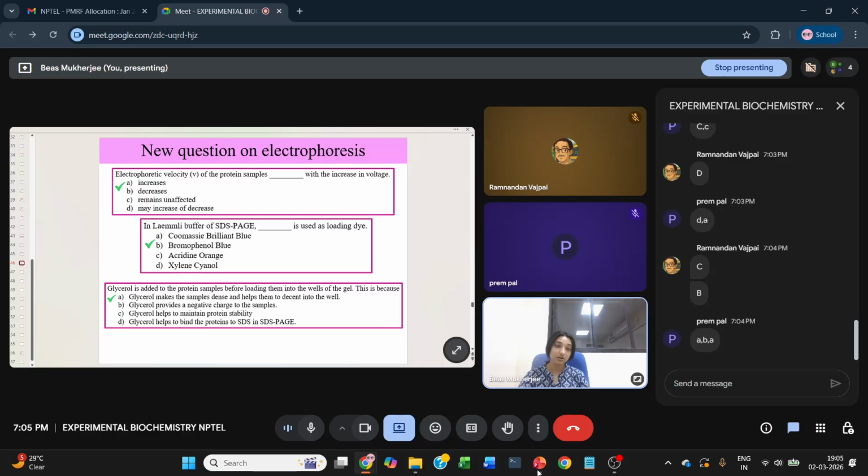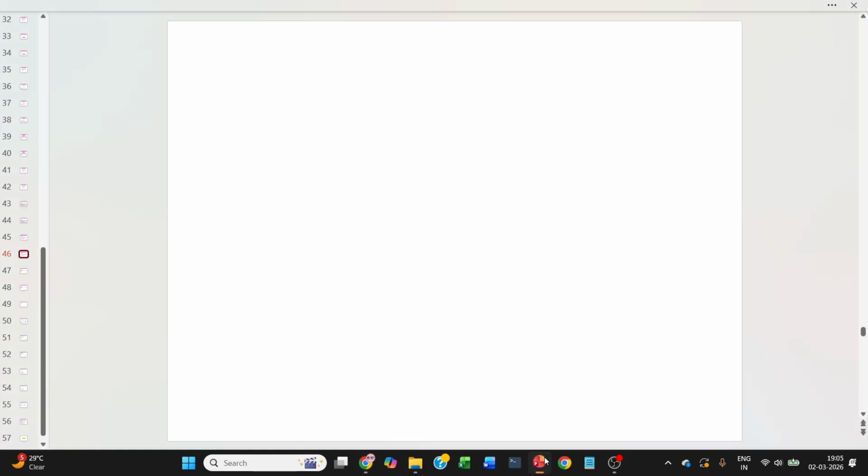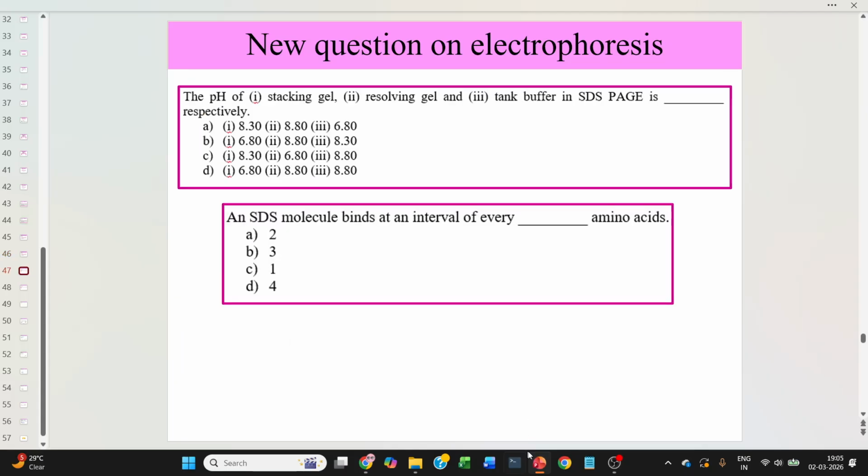Good. Now glycerol. Why is glycerol added in the Laemmli buffer? So glycerol is added to the protein samples before loading them into the wells of the gel. Why? This is because glycerol makes the sample dense and helps it to descend into the well, because your protein is, after all, just a solution. It's like watery, very watery, right? So when you're loading it into the gel, how do you know that it is actually going to go in? It might just float away and get dissolved in the buffer. So that is the primary reason this is done.